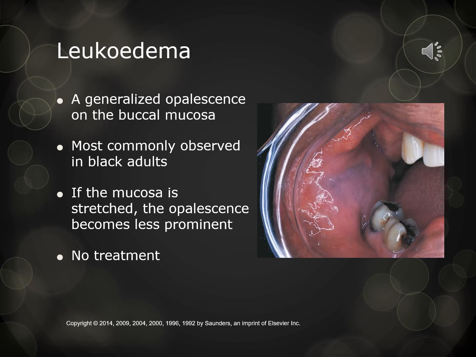This is a picture of leukoedema. It's a generalized opalescence on the buccal mucosa. It's most commonly observed in Black adults. And you can tell if it is leukoedema by stretching it, and the opalescence becomes less predominant. And of course, there's no treatment for it.